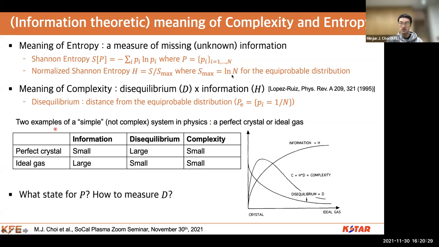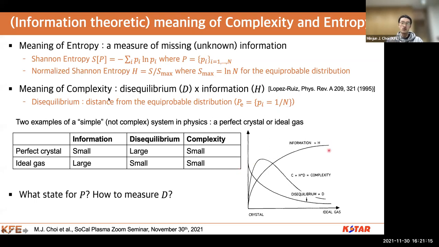And S max is the maximum Shannon entropy we can have for some probability distribution. This is given for the equiprobable distribution, so all states are equally probable. That means we have lots of missing information. And complexity is defined by the product of this disequilibrium and the information, as suggested by this work. Here disequilibrium means the distance from the equiprobable distribution. This equiprobable distribution is denoted as P_E here, and is simply given by one over N, where N is the number of states.